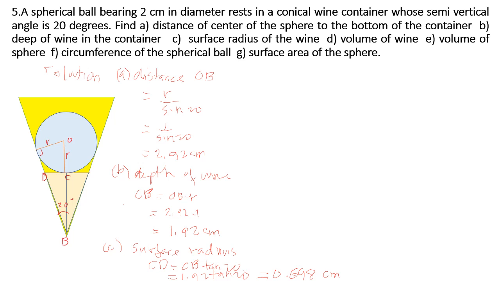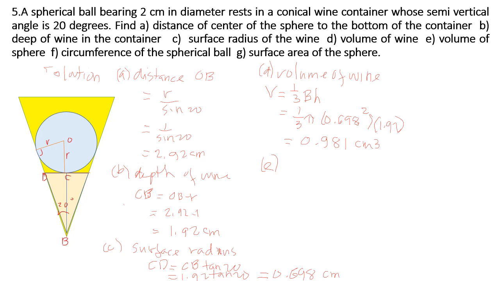For letter D, volume of wine. V equals 1/3 base times height, equals 1/3 pi 0.698 square times 1.92, equivalent to 0.981 centimeter cube.